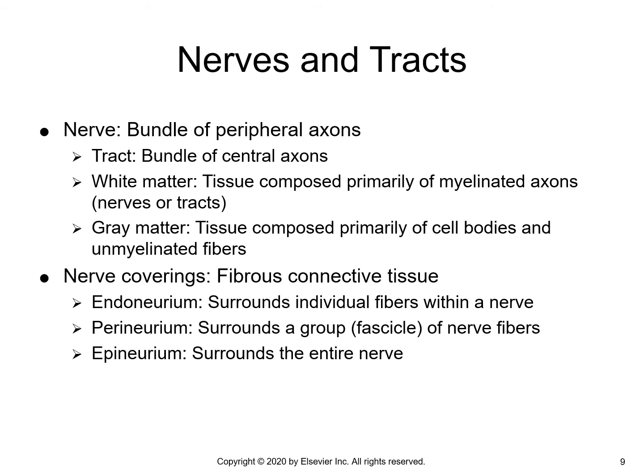Nerve coverings, that's fibrous connective tissue. So we have endo, peri, and epi. Endoneurium surrounds individual fibers within a nerve. Perineurium surrounds a group of nerve fibers. And epineurium surrounds the entire nerve. So all three of those make sense: endo, peri, meaning many, and epineurium means surrounding, all inclusive.